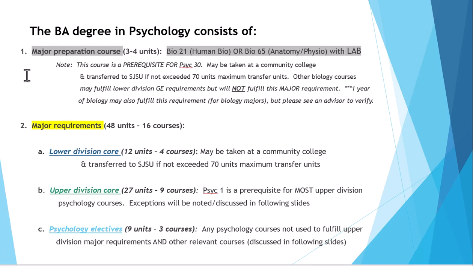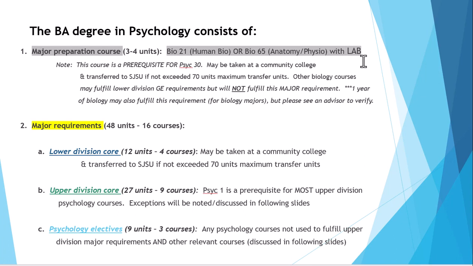Once you've completed the course and your final course grade is posted, make sure to send your transcript from your community college to San Jose State so that we can give you credit for completing that class. If you do decide to take either one of those courses at a community college, please make sure that the course is equivalent to either Bio 21 or Bio 65 at San Jose State, and it also needs to have a laboratory portion. So you need to sign up for both the lecture and the lab portions.